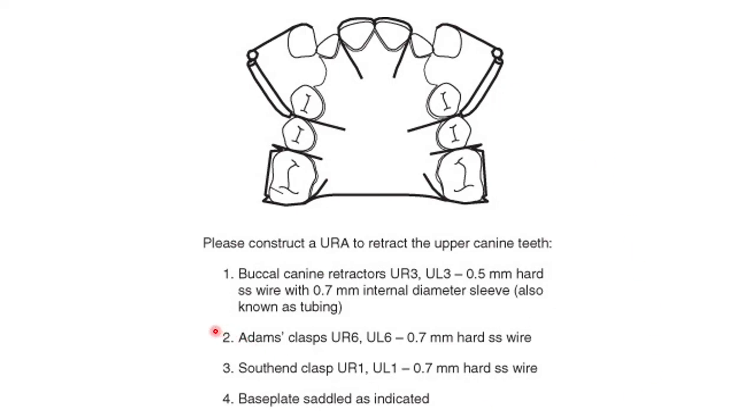And then you also need to state the retentive component, which is the Adams clasp on the first molar, and then the southend clasp on the incisor. Don't forget to write up the size of the wire as well, and don't forget to write the base plate as well. Okay.